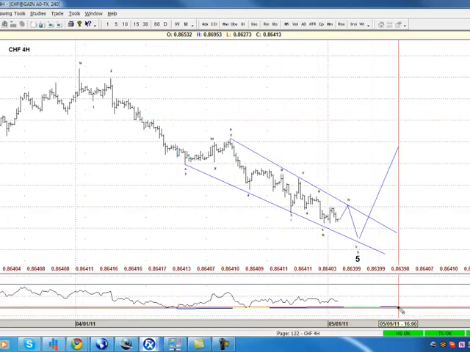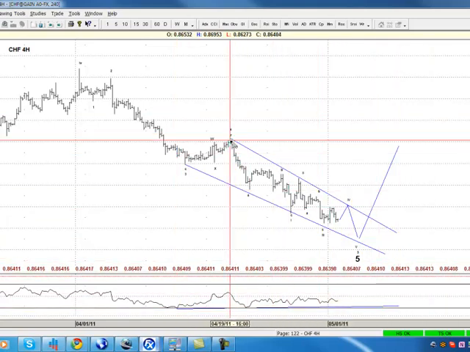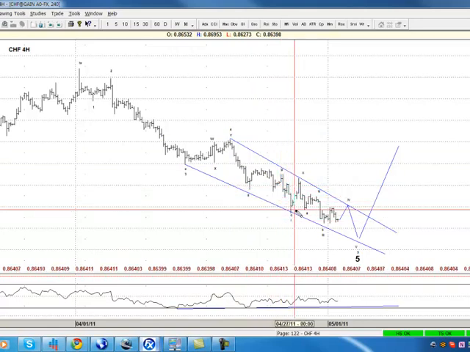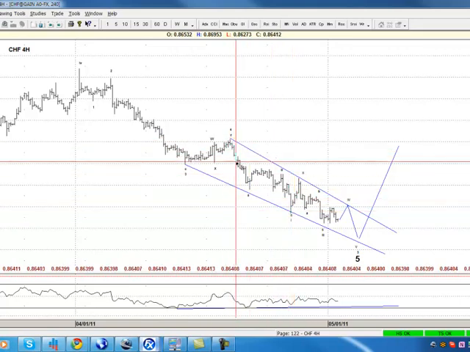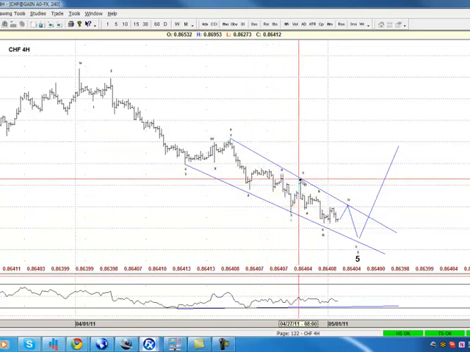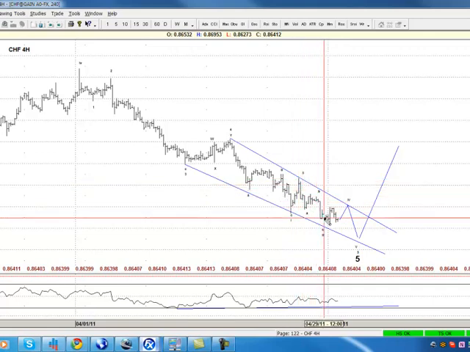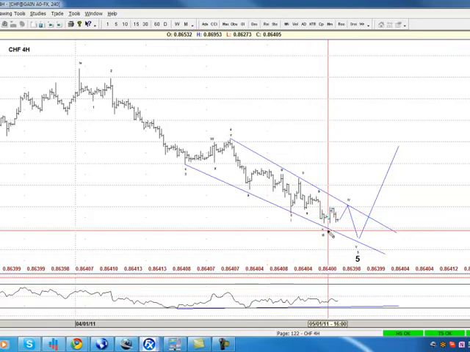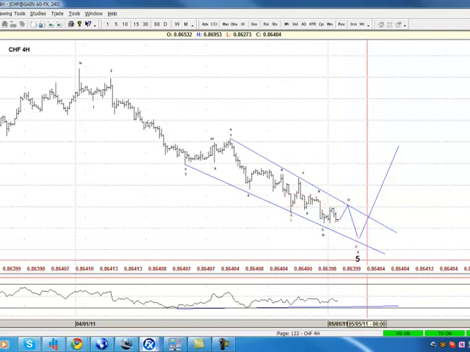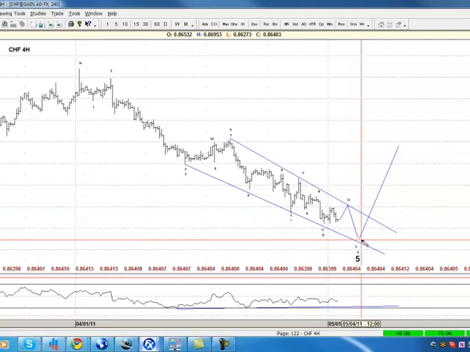Now, each structure from here is going to give you a three-wave move, and it's going to give you a fail or a divergence in the RSI. This is the way we see it. We see it A, B, C. This is 1, 2, A, B, C, this is 3, and the recovery from yesterday's low happens to be also in 3 waves. So that's going to make a 4 and a 5 to end this cycle. But no question, this pair is creating a bottom.